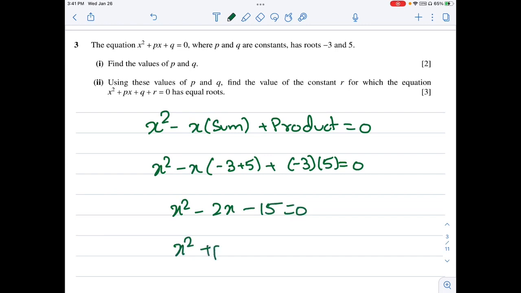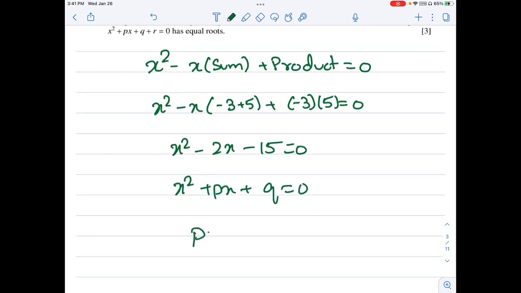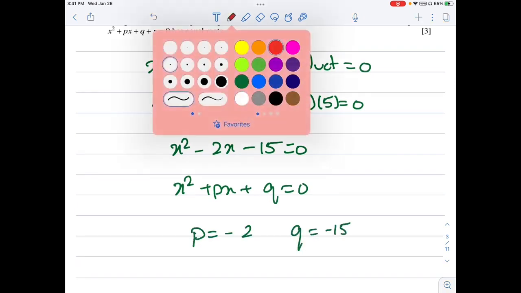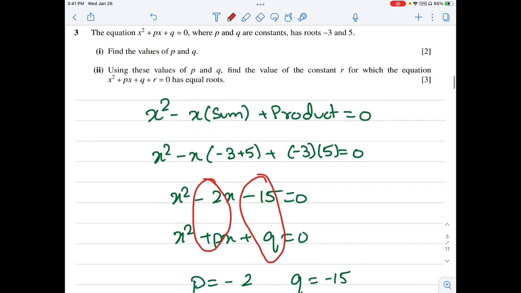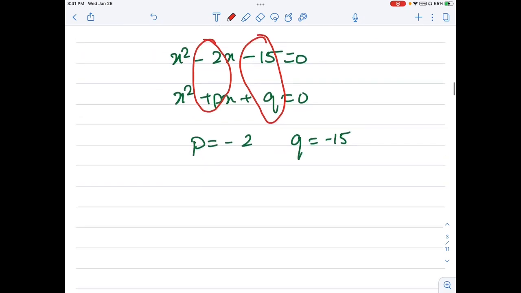So x² - 2x - 15 = 0. Compare with x² + px + q = 0. So we can clearly see that p = -2 and q = -15. Using these values of p and q, find the value of the constant r for which the equation x² + px + q + r = 0 has equal roots.